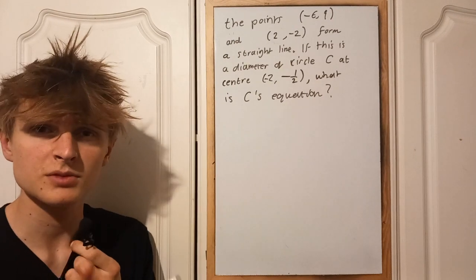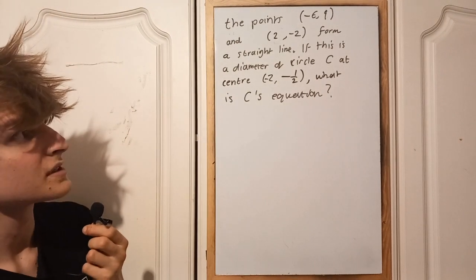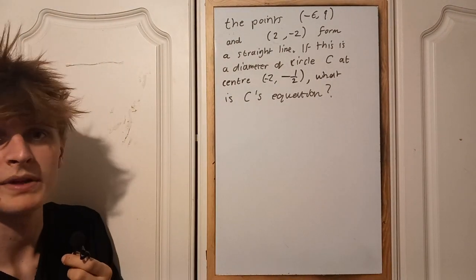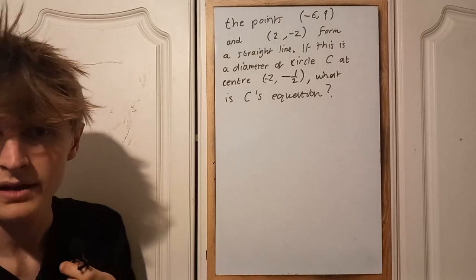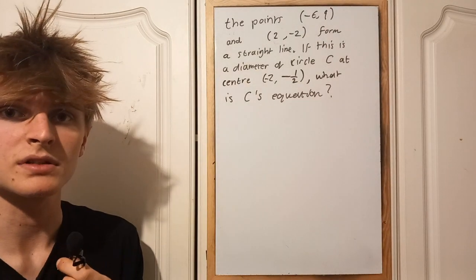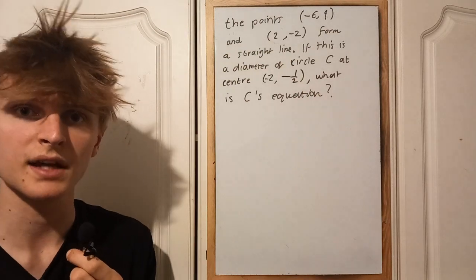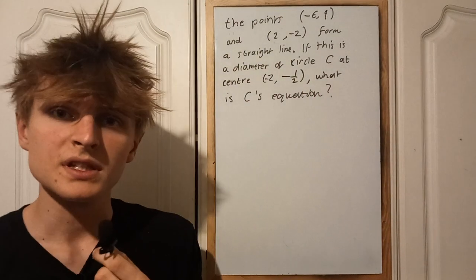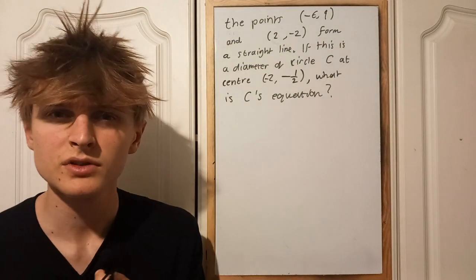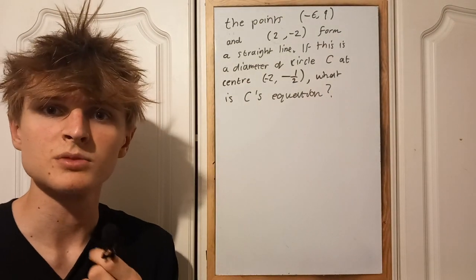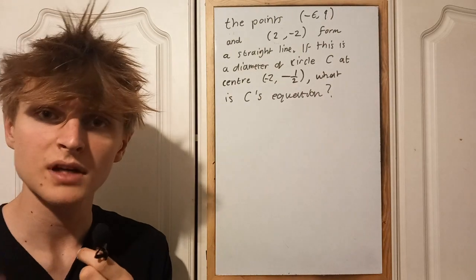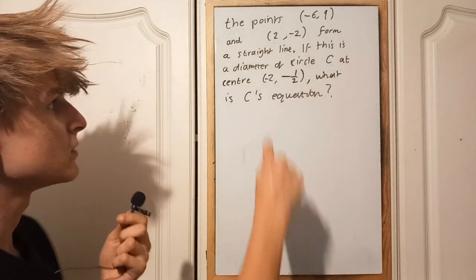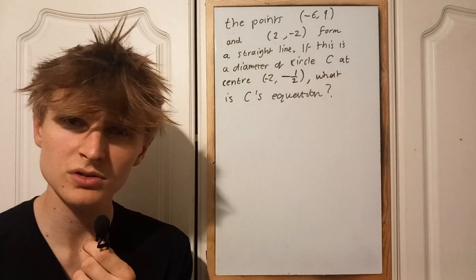Okay, so this first problem goes like this. The points -6, 1 and 2, -2 form a straight line. If that straight line happens to be the diameter of circle C at center -2, -1/2, what is C's equation? Okay, so we've got to figure out the equation of a circle, which means we've got to know the circle's center and we've got to know the circle's radius. Well, we already know the center, so bingo. And I'm sure you've already figured this out.